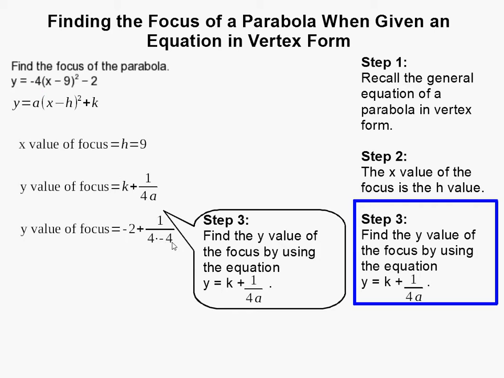So if I multiply this, it becomes negative 16. So this is negative 1 over 16 here. And since this was negative 1 over 16, this is negative 2. I'm going to combine them, and I get negative 2 and 1/16. So this is the value of the focal point of the vertex. I'm sorry, of the parabola. And that completes our problem.